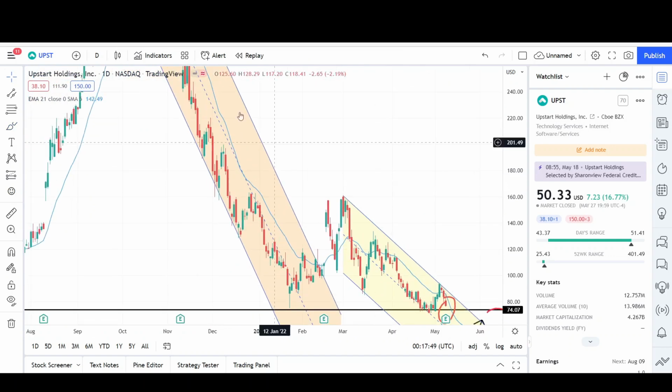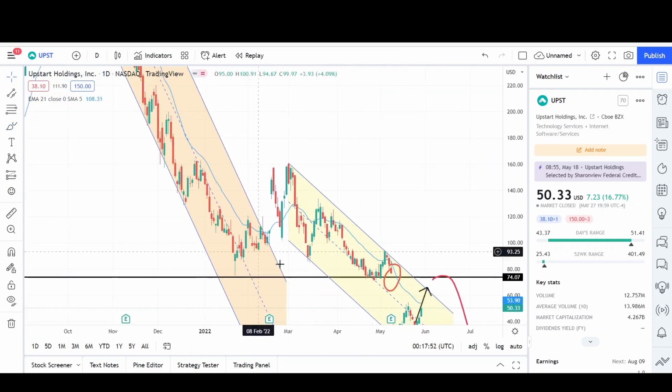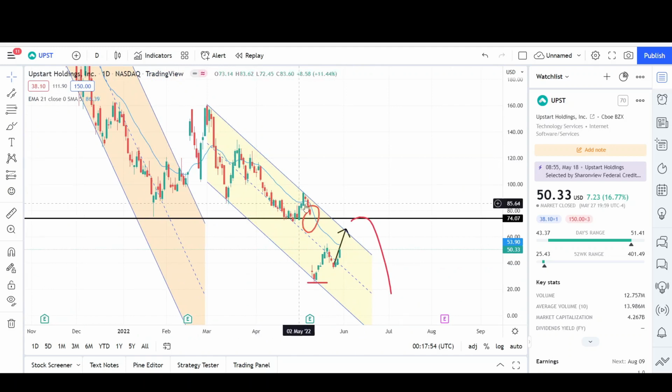So you see that we had an aggressive downtrend. That was this orange one. It has played out, because we got a break of the pattern.